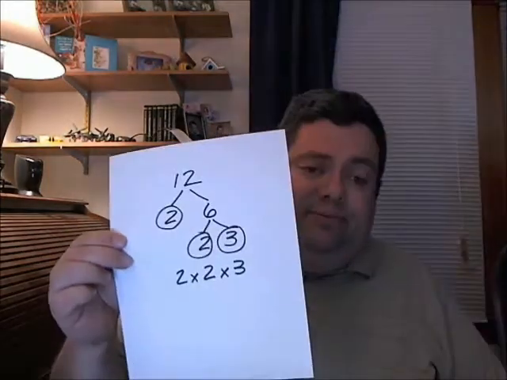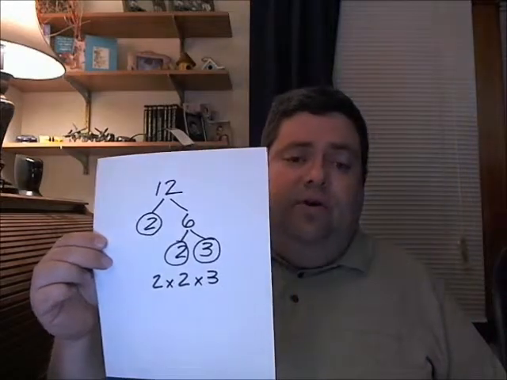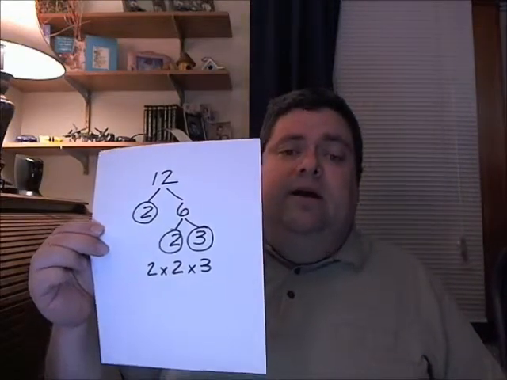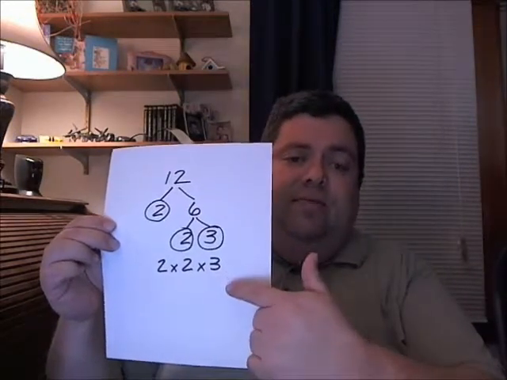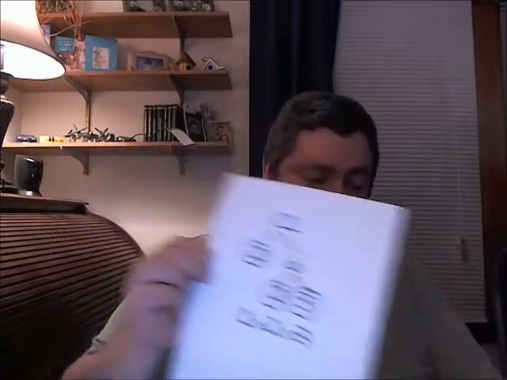To display that, we ask the students to rewrite a new multiplication problem showing those prime numbers. So we take the 2 times 2 times 3. You can always check these by multiplying them back together, and you should come out to your original multiple of 12. 2 times 2 is 4. 4 times 3 is 12. We write it as a new problem: 2 times 2 times 3.